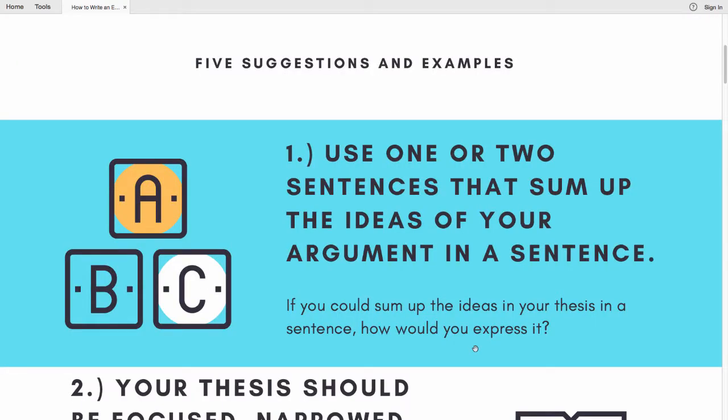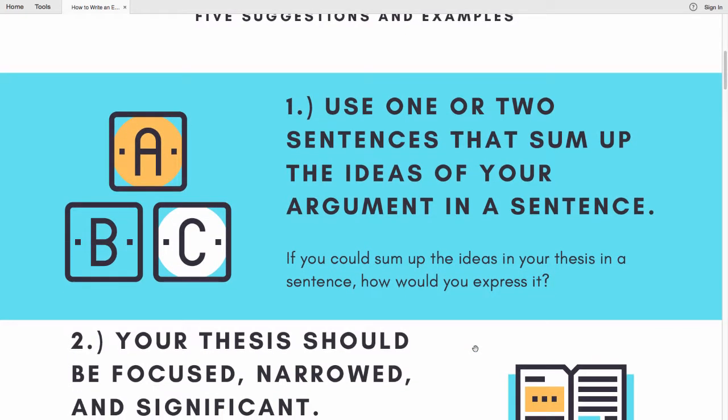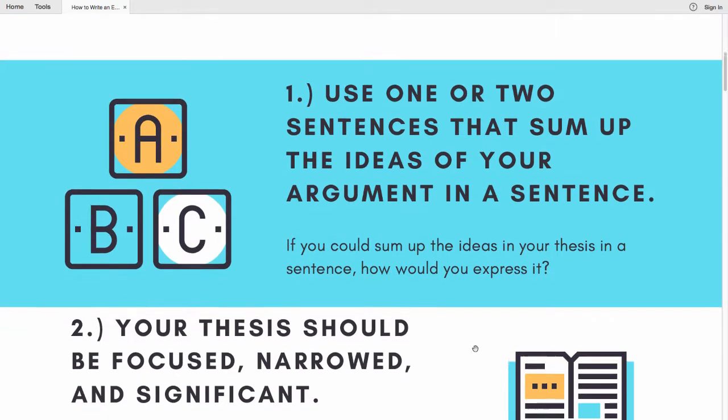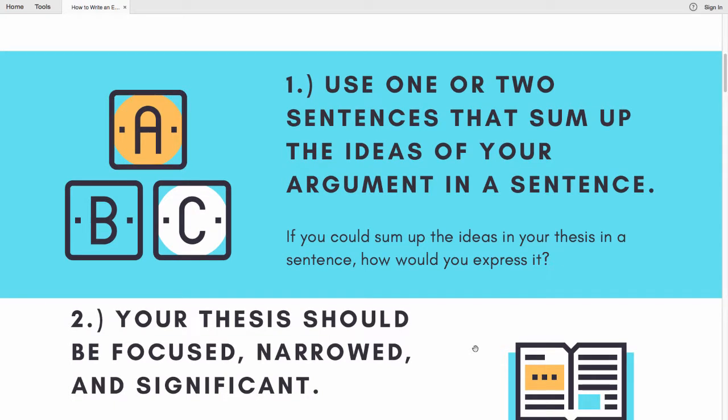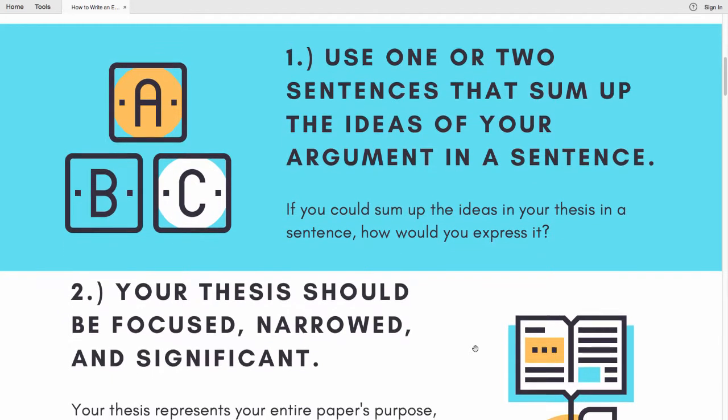First, use 1 or 2 sentences that sum up the ideas of your argument. What I've found through the years with students is that if I can ask them to articulate their ideas into 1 sentence, it helps them to frame their thesis in an effective and concise way. So if you could sum up the ideas in your thesis in 1 sentence, maybe 2, how would you express it? How would you word it?